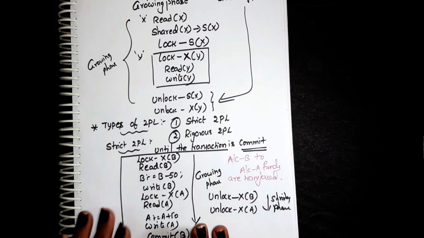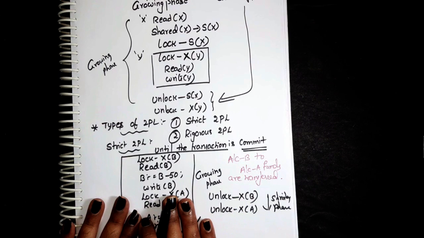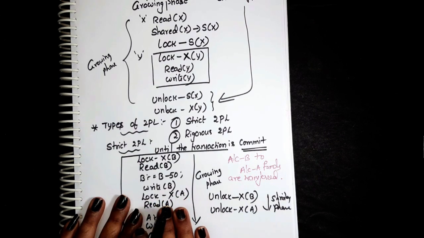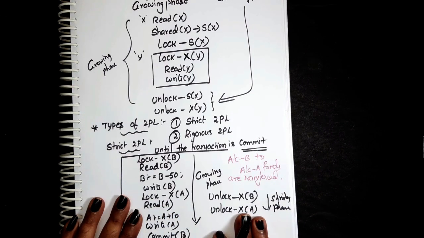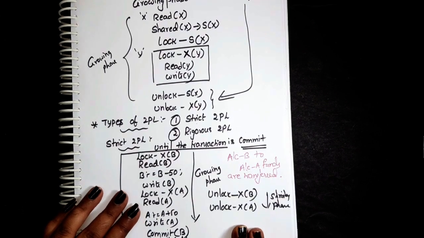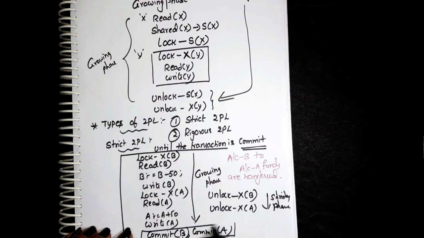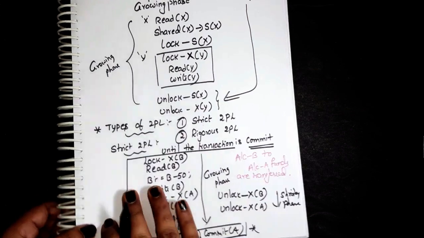It means it executes in two phases, the growing phase and the shrinking phase. In the first, you continuously place the locks on all the data items of the different transactions, and finally the last statement is the unlock. Before that, you execute commit B and similarly commit A. After completion of all this only, you unlock.